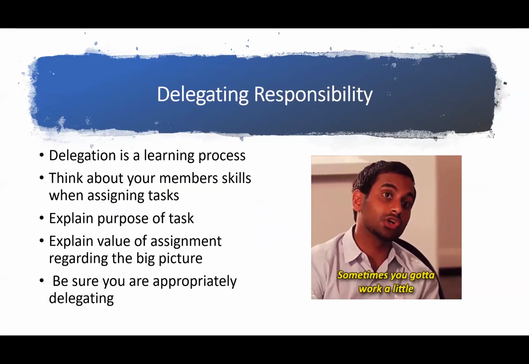Things to keep in mind. Delegation is a learning process, and it is important to explain the tasks you expect of them. It could be a good idea to pair an inexperienced member with an experienced member for difficult tasks to help them develop and grow.